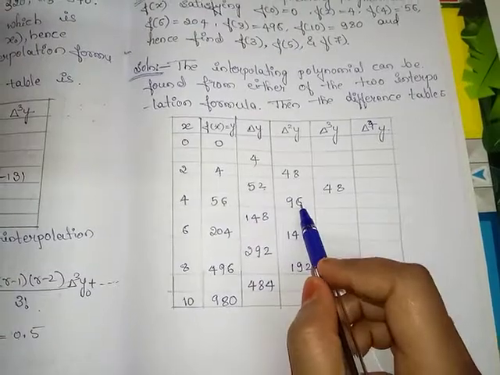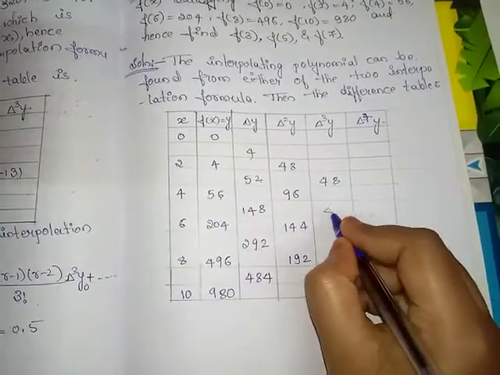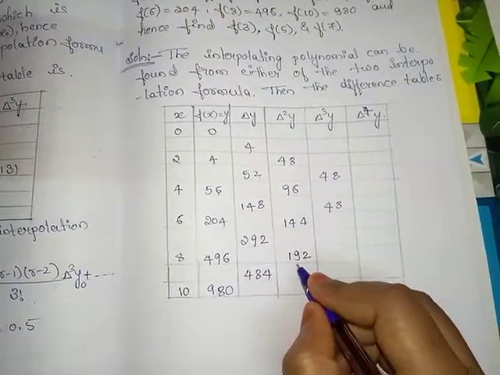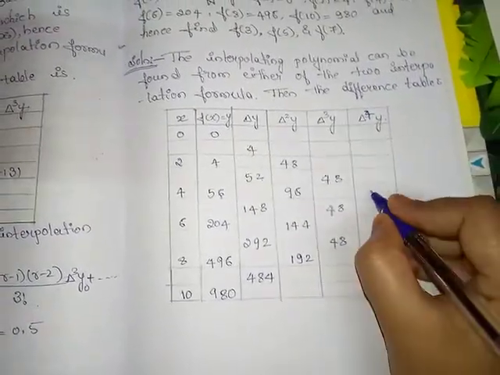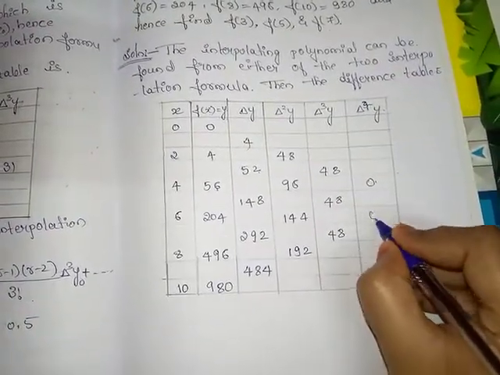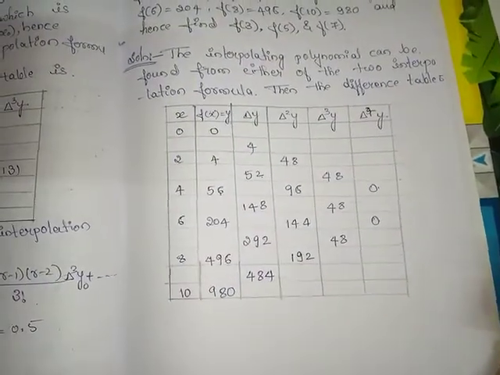144 minus 96 is 48. 192 minus 144 is again 48. Then the difference of these two is 0. Again this is 0. Okay.